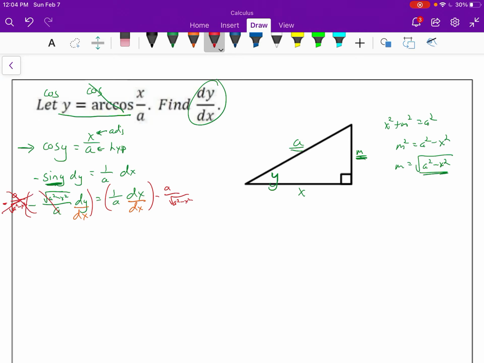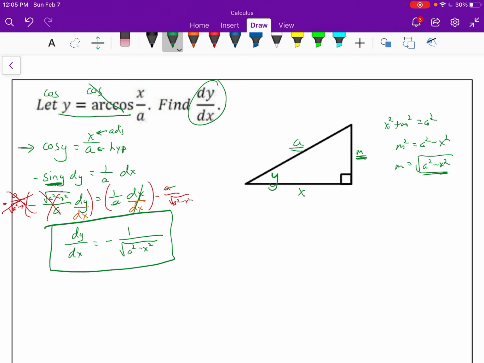So over here, this all cancels, and we have dy dx is equal to, the a's simplify again, negative 1 over the square root of a squared minus x squared. And there is our derivative of inverse cosine. Now realize here x is, these come from these values up here when you find those derivatives.